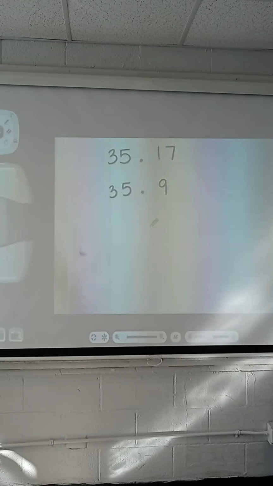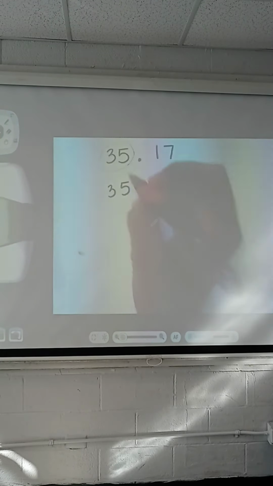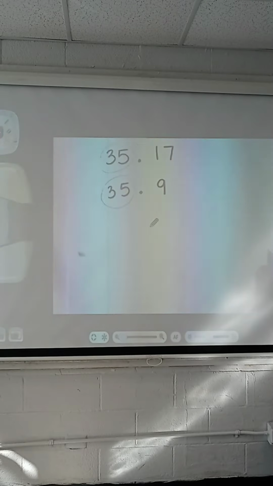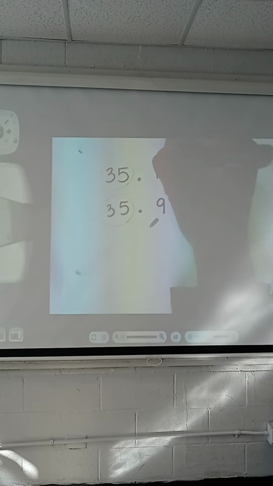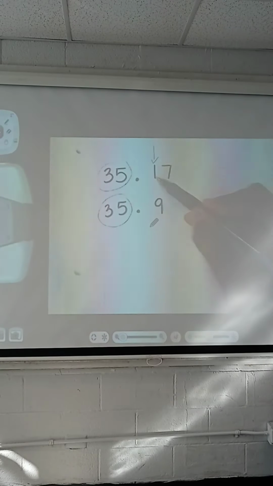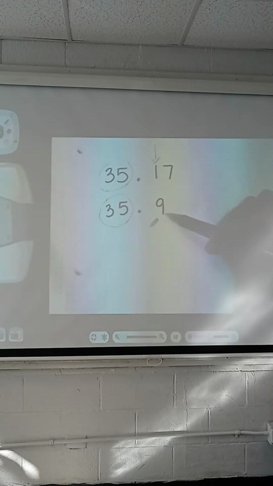Remember I told you, once you look at your whole numbers, both of my whole numbers are the same. This one 35 and this one 35. Then you have to look at place value after that. So if I look at this tenths place, what's in that tenths place? Which one is bigger? That means this number is larger.